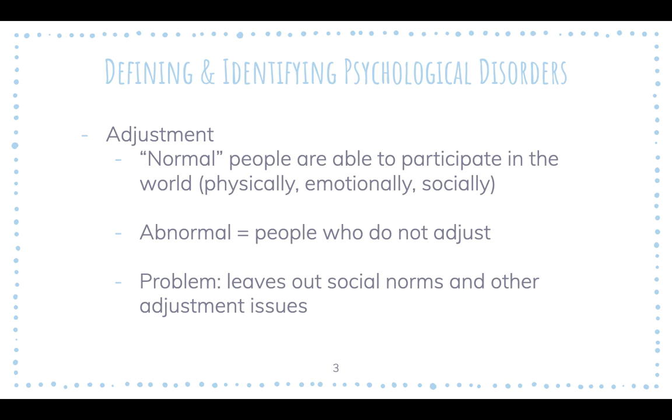Abnormal are the people that cannot go out into the world, they don't adjust to whatever it is, and they cannot participate successfully. However, there's another issue with this as well. This view does not consider social norms at all or cultural issues. So what is quote-unquote normal for one group of people is not always normal for somebody else. So we can't really look at social interaction as the only way to define normal versus abnormal.